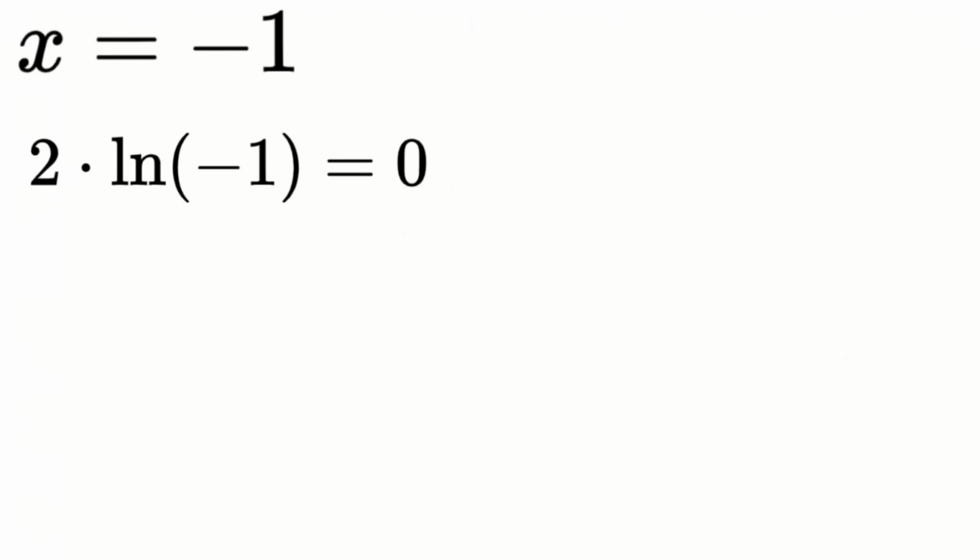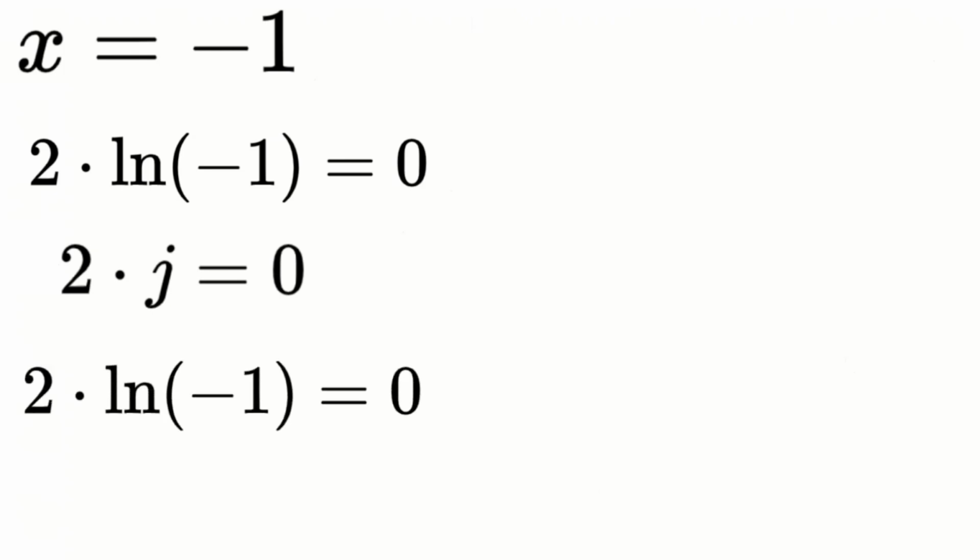Are you familiar with the natural logarithm of -1? Yes, it's the virtual unit j. But for now, we'll leave it as it is. What does this equation mean? 2 times natural logarithm of -1 equals 0. Here we have to check which one is 0 so that we get a 0 result. As 2 is not 0, then does it mean the natural logarithm of -1 is 0?